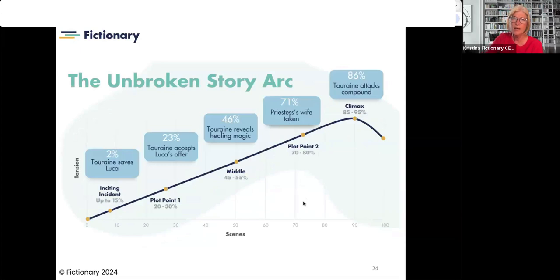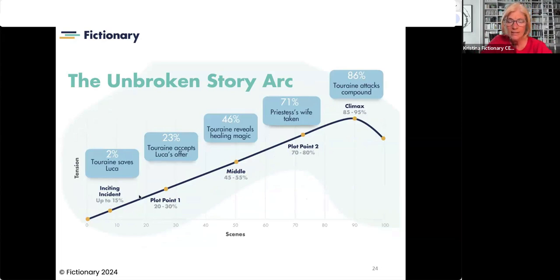Okay. So the Unbroken, a little bit different story arc. So in the inciting incident, Terrain, who's a warrior, saves the princess's life. So Princess Luca. And that's their meet cute. But it's also what is starting Terrain on her new adventure.